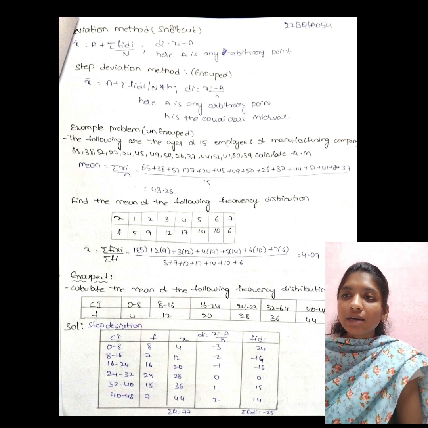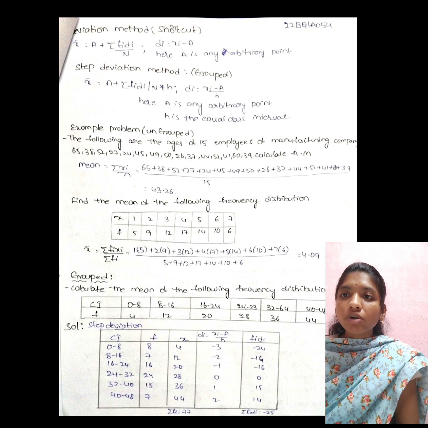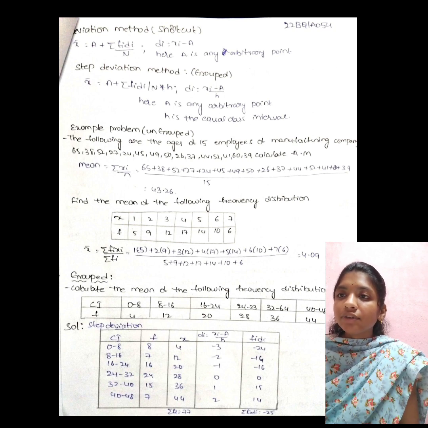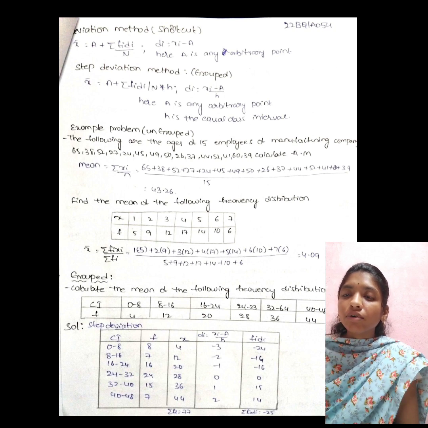If we consider an example on ungrouped data, the following are the ages of 15 employees of a manufacturing company: 65, 38, 52, 27, 24, 45, 49, 50, 26, 37, 44 and so on. To find the mean, here is the sum of xi values divided by n. Here these are the xi values and total n is 15. If we calculate those, we get 43.23.